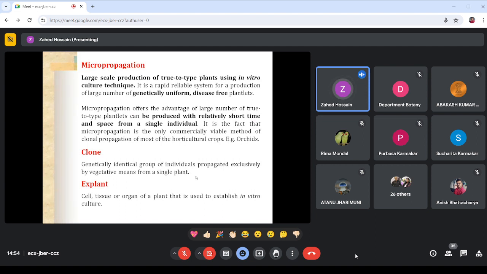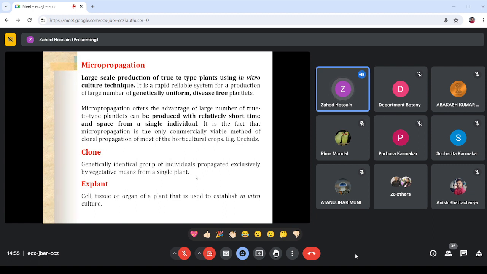So micropropagation is large-scale production of true-to-type plants. True-to-type means it is just a clone, just a Xerox copy. That means a true-to-type plant is just a clone of the explant or the mother plant from which these plants are derived. So micropropagation is large-scale production. If you wish to raise 50 plants or 100 plants, you can't say it's micropropagation because the number is very, very less. But once your objective is to raise maybe 1 lakh or 2 lakh plants per month, then it would be called micropropagation.